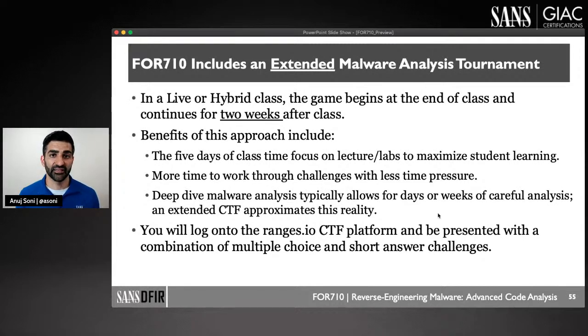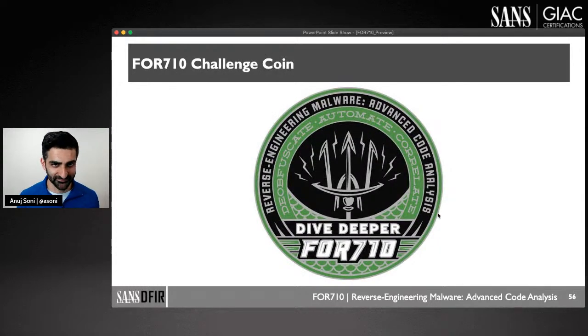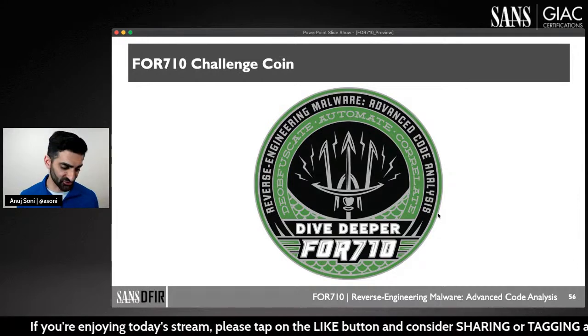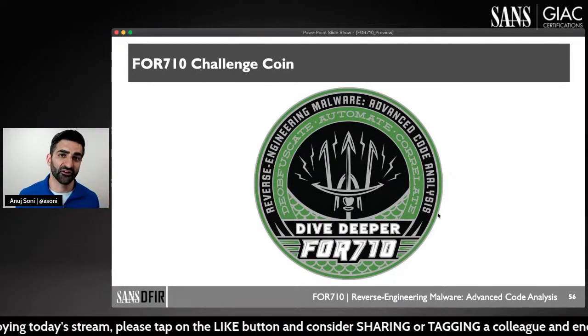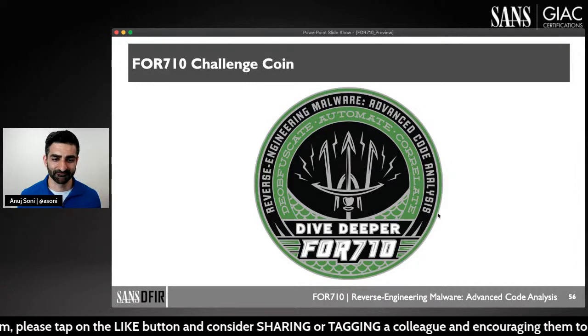And of course, the most important part of the CTF, the coin. Okay, so this is what the coin looks like. We just designed it a couple months ago. The first one is on its way to me right now. My goal with this coin when we were designing it was obviously to make it look as cool as possible, but most importantly, to make sure it's dripping with the key skills I hope you'll take away from this course, which is better understanding deobfuscation, automation, and correlation.